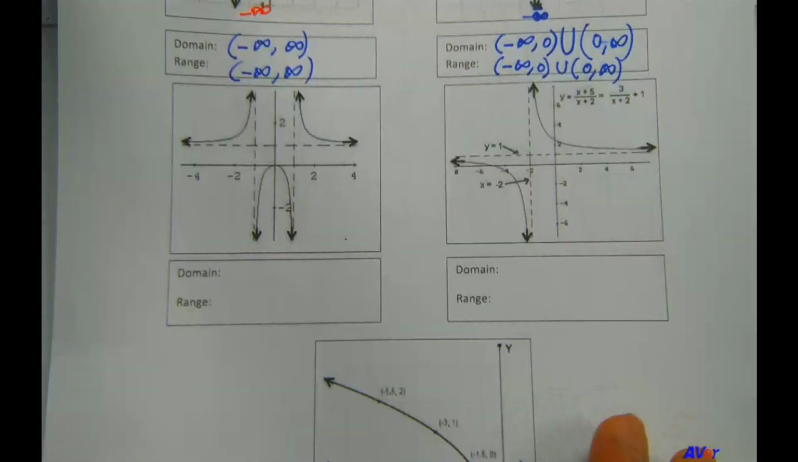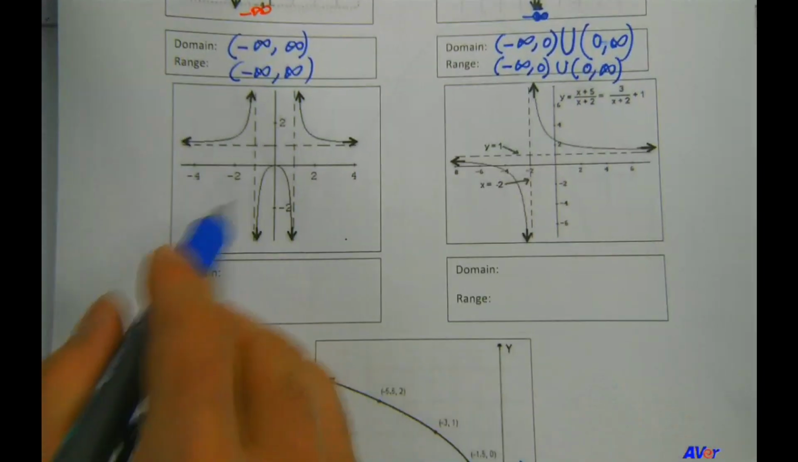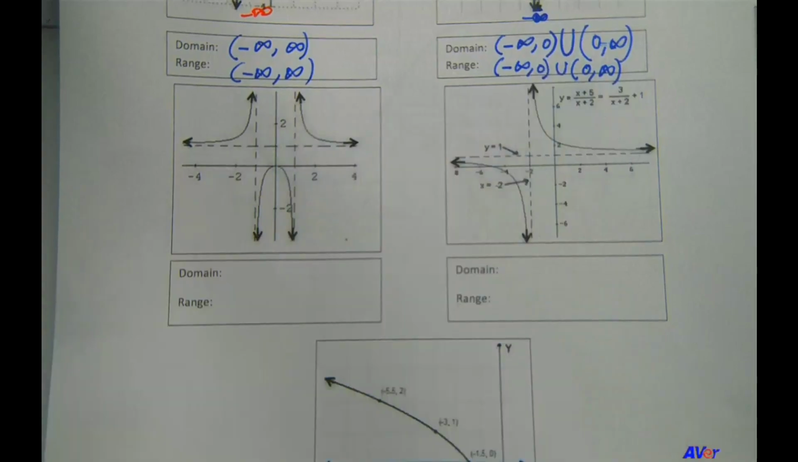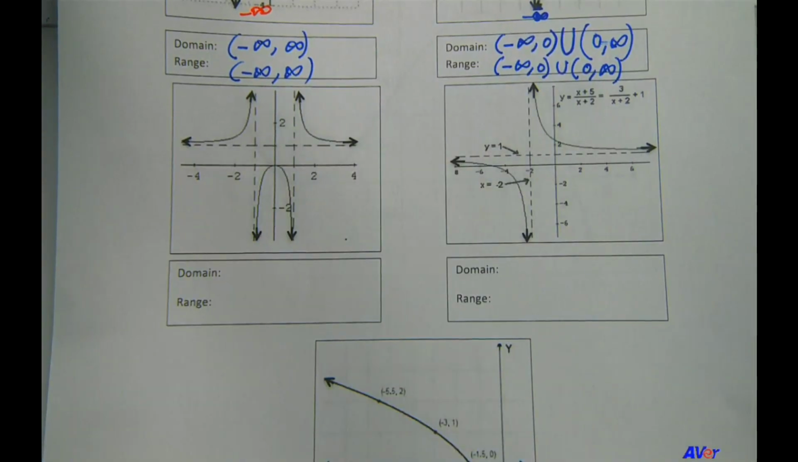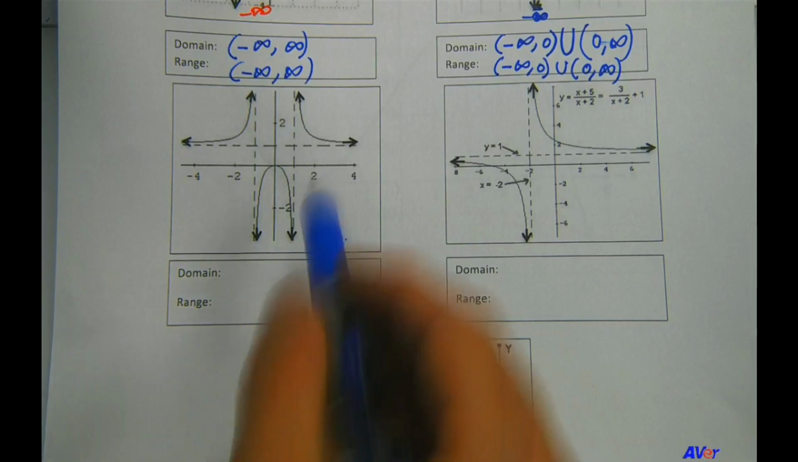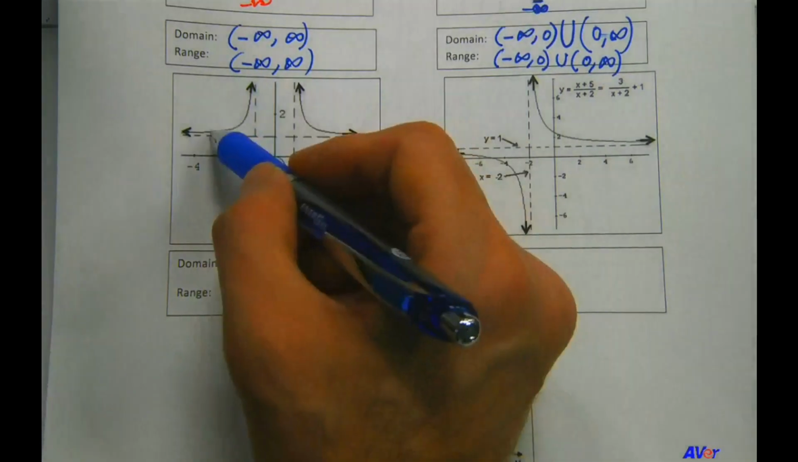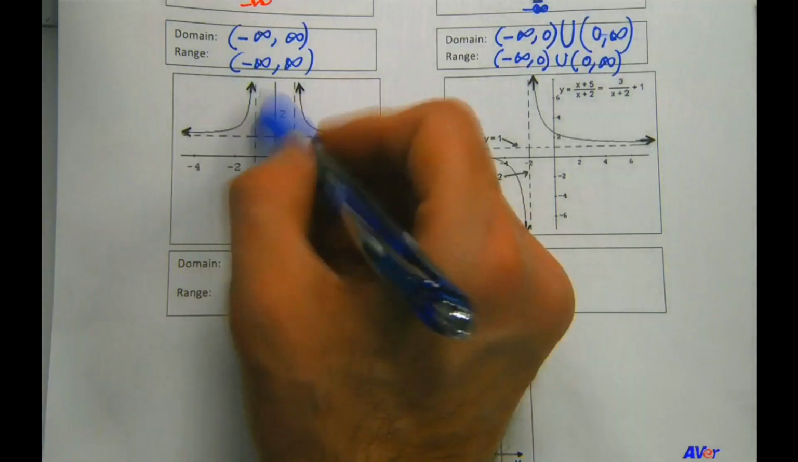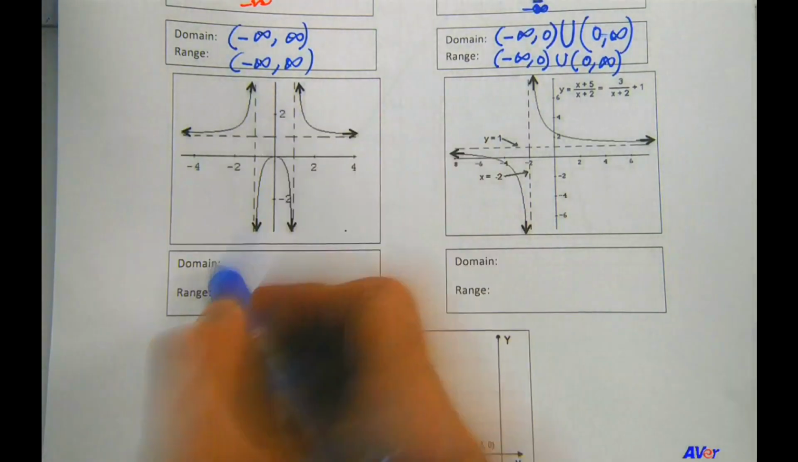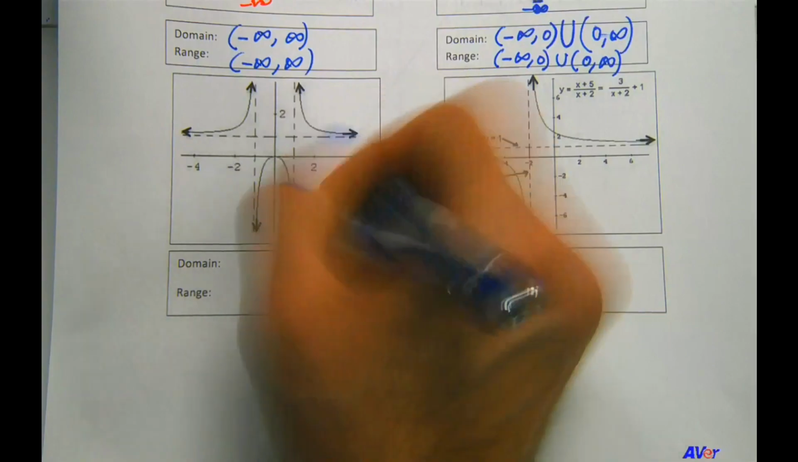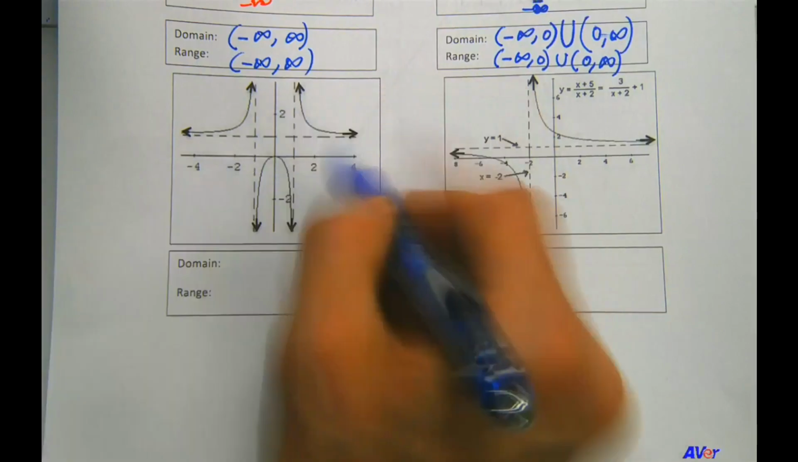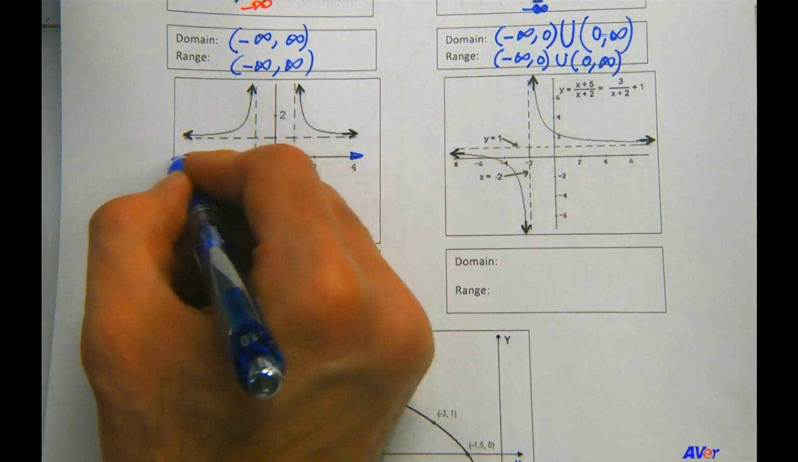The next two graphs, this one has 3 pieces, that one has 2 pieces. Okay, so let's take a look at each piece here. For this piece, the line, we're writing the domain, so you've got to look at the behavior of each of these pieces with respect to the x-axis, which is that. Okay?